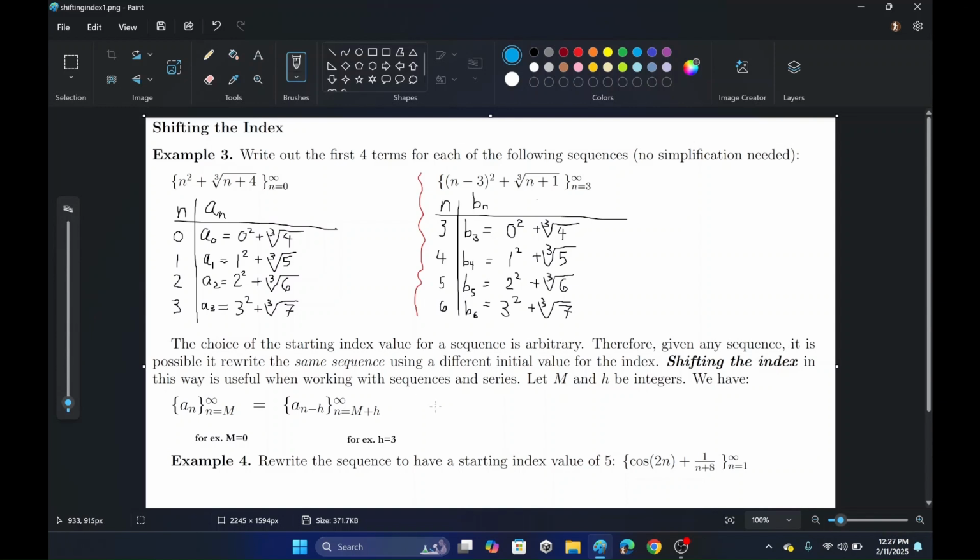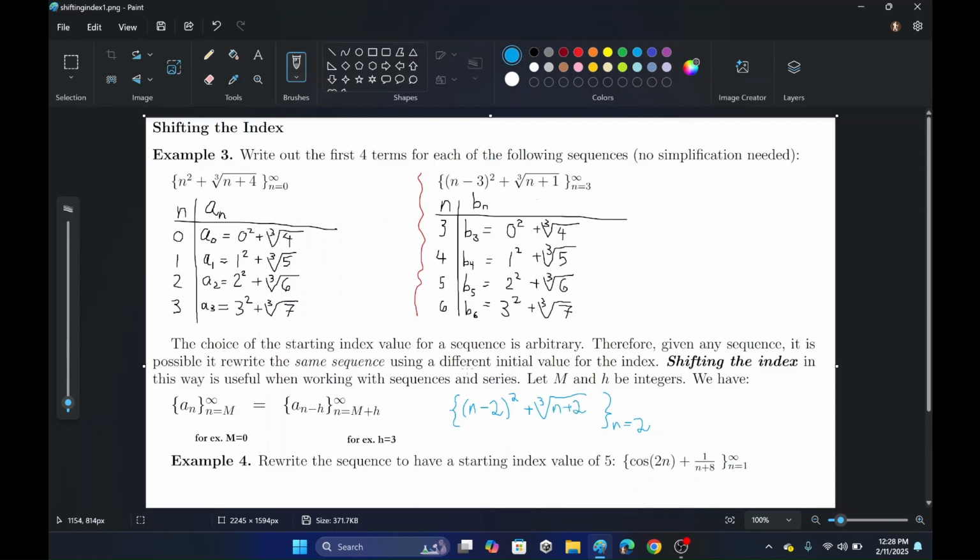So to show you one example here, using the same idea, but starting with a different value, let's say we want to actually start with n equals 2. That's 2 more than 0, so we have to subtract 2 from each n in the expression. We'd have n minus 2 squared plus the cube root of n minus 2 plus 4. So when you combine like terms, that's actually n plus 2.